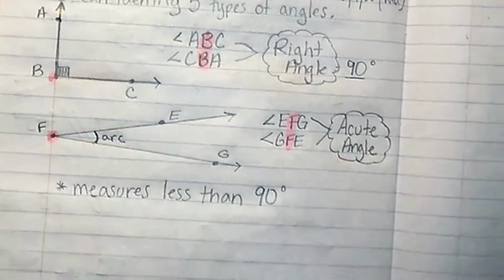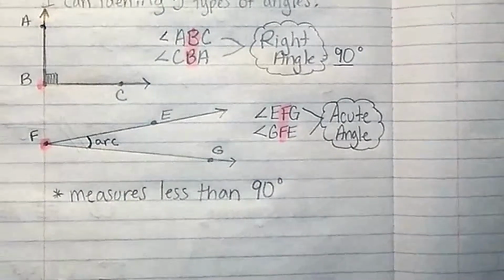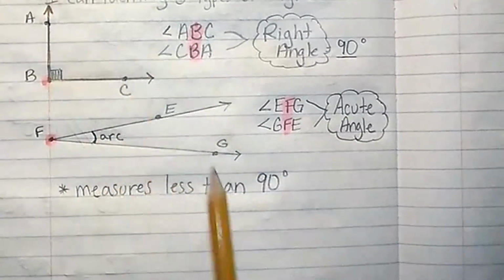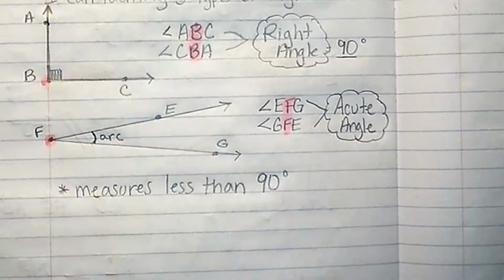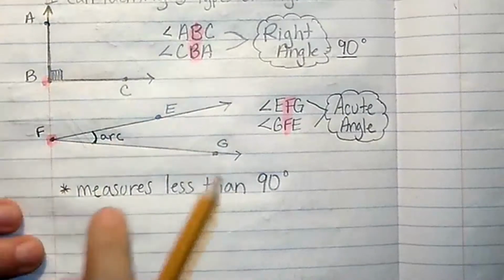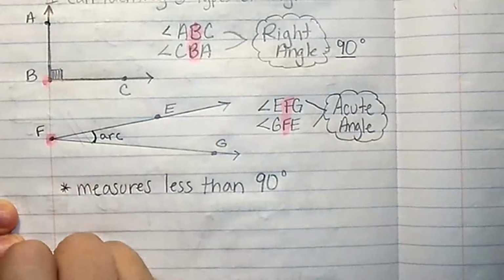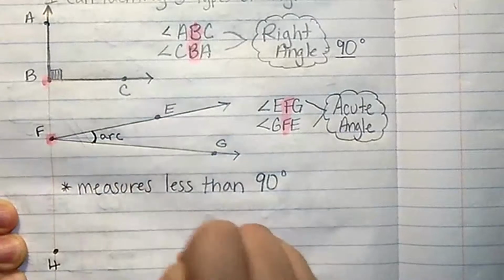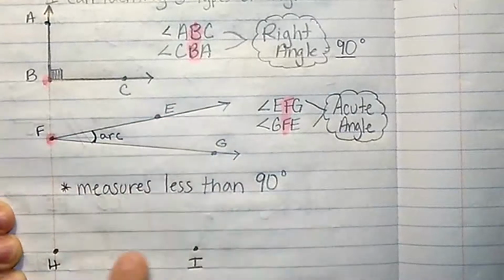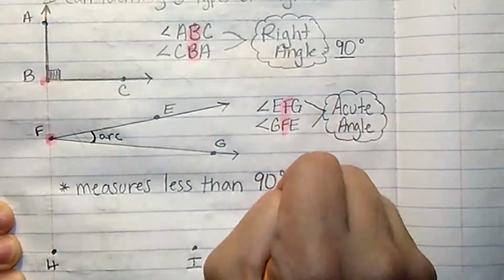All right, I think we're ready for angle number 3. So I've got A, B, C, E, F, G. Let's do H, I, J. I'm going to skip about 3 lines. 1, 2, 3. And I'm going to put H and I on the same blue line. And then I'm going to put J over here.